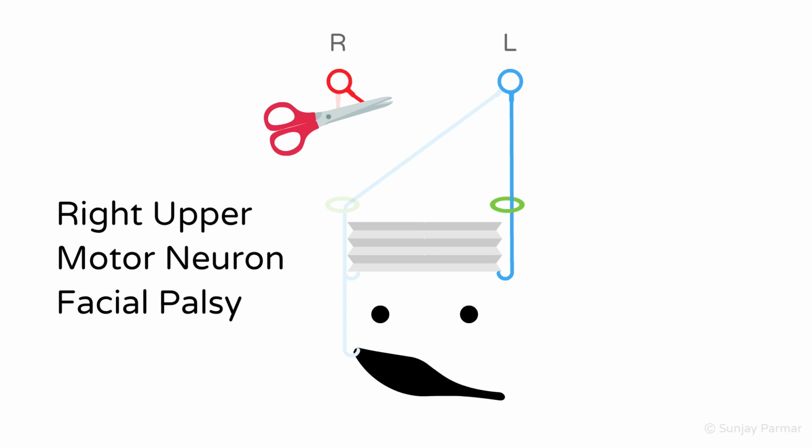This means if you ask a patient with a right upper motor neuron facial palsy to wrinkle their forehead and show you their teeth, you will see normal bilateral forehead wrinkling, but they will not be able to raise their left mouth corner.